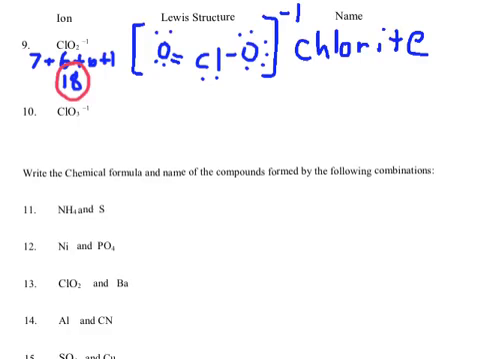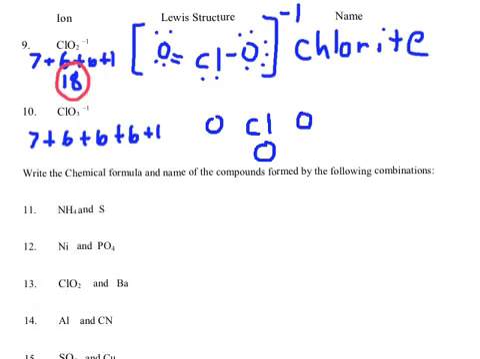So for the chlorate ion, I have 7 for chlorine. In this case, I have 3 oxygens. And I'm going to add 1 more electron because it has a -1 charge. I'm going to put the chlorine in the middle again. I'm going to put an oxygen here, and an oxygen here. Connect them with single bonds. And then I'm going to distribute my electrons.